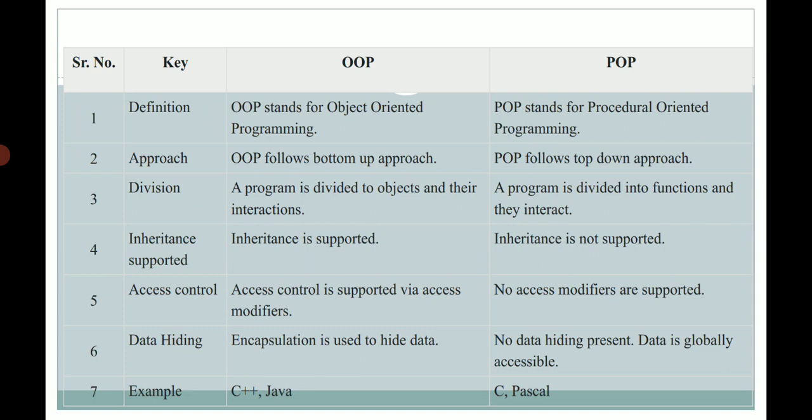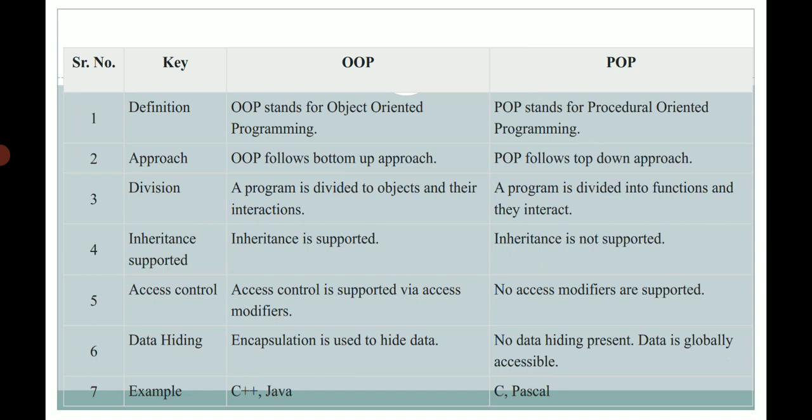Based on approaches, object oriented programming follows the bottom up approach, which means that first we declare the class, then define the functions, then define the main function. Here, every program starts the execution from the main function. Control flow is moved from the main function to other functions and subfunctions. So this approach we can call the bottom up approach.